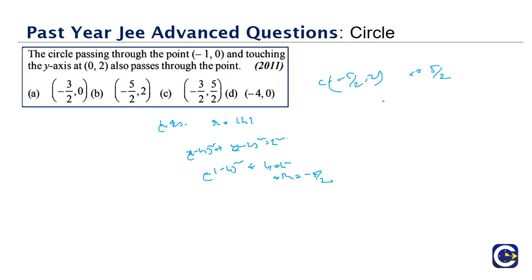So the distance from the center to the point (-4, 0) is... the center's distance to this point (-4, 4) is 0. If you observe, the distance between them is nothing but 5/2. It means that this point lies on the circle because it is giving the radius value. So the answer for this question is option D. Moving on to the next question.